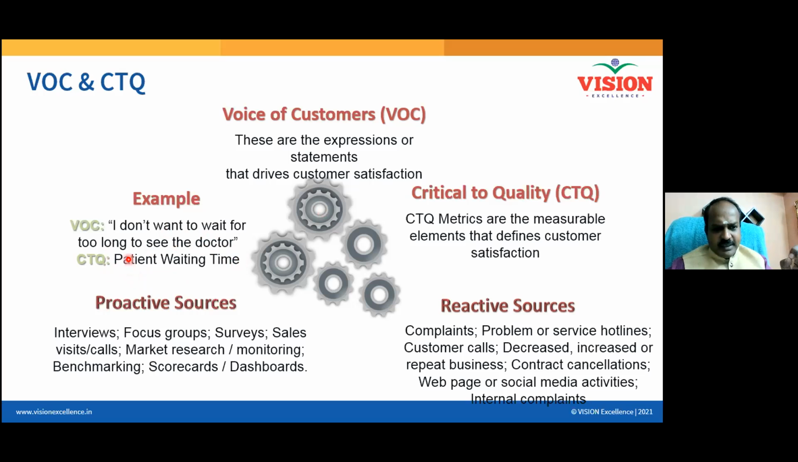But when I see the VOC, it is a big statement, but it is not specific. But when I write the metric patient waiting time, just 2 or 3 words, it makes a lot of sense to me. The problem will become measurable the moment you identify the correct CTQs from the voice of the customer. So this is one thing.